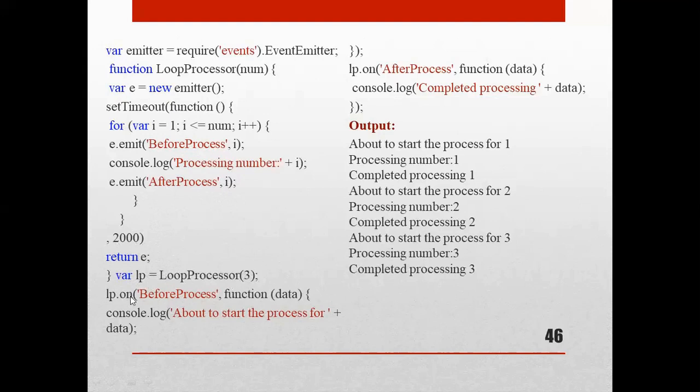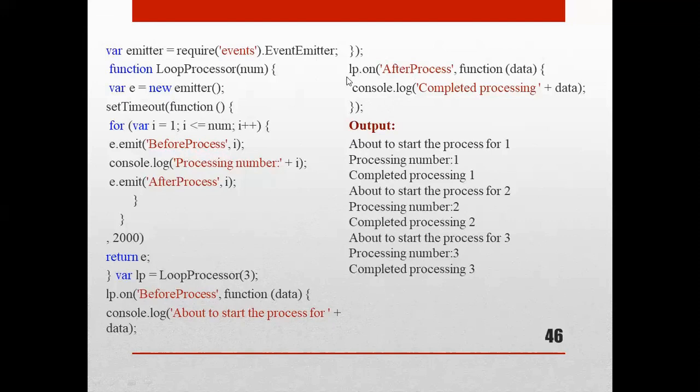Then lp dot on, here we are going to register a listener for this event. That event is beforeProcess comma function data. Here the function consists of console.log about to start the process for plus data. That plus data means it will increase like 1 2 3, which we are going to print here. Then we close this function.